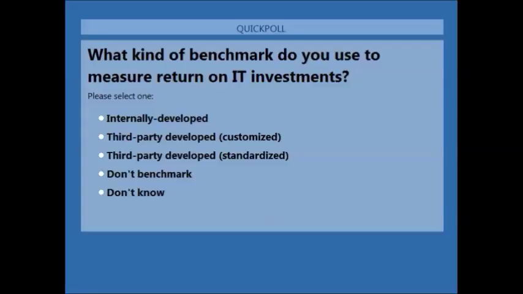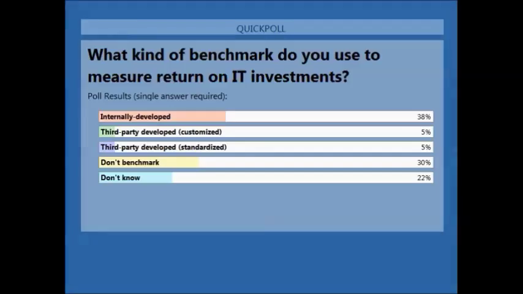Assuming people are trying to measure return on investment, what sort of benchmark, if any, is being used? So, okay, internally developed wins out with 38%. Third-party developed, whether customized or standardized, at 5% each. 30% don't benchmark, and 22% don't know. So that's fascinating. I'm actually surprised by the internally developed part, although you've looked at this a lot longer than I have. That doesn't really surprise me.